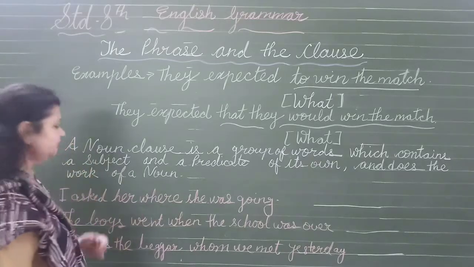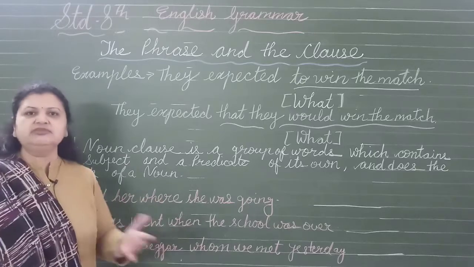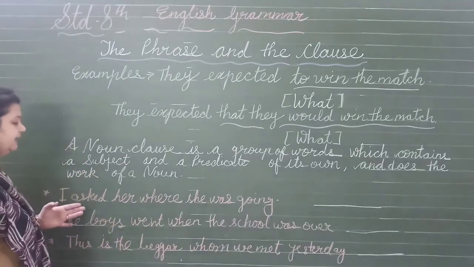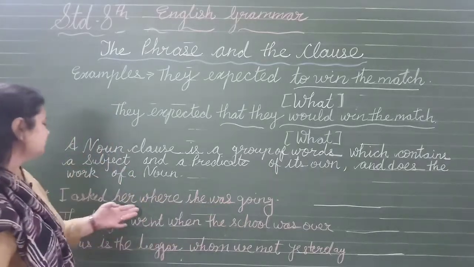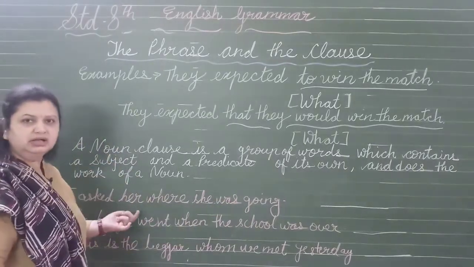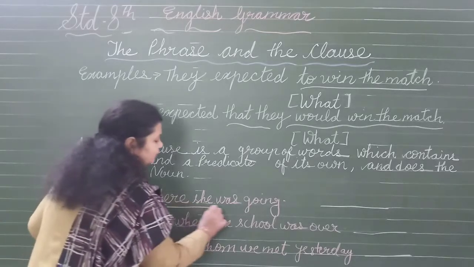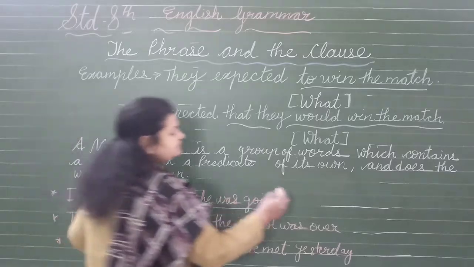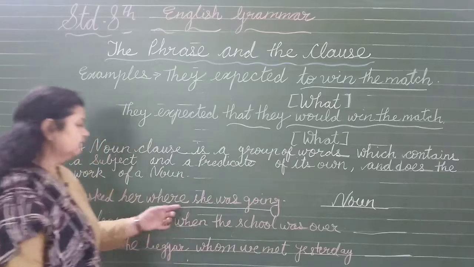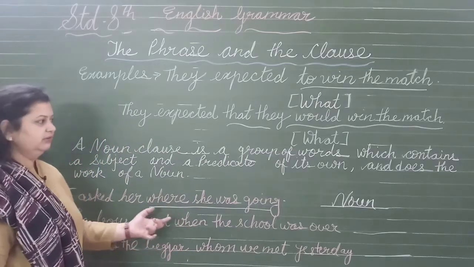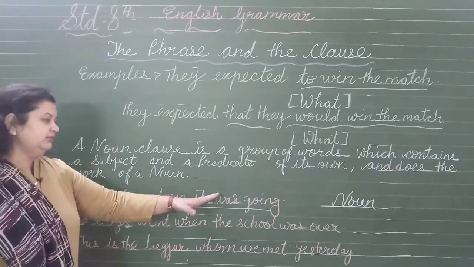Here I wrote 3 more examples to explain to you about the noun, adjective and adverb clause. See, I asked her where she was going. So now, I asked to whom? To a girl, to her. So that's why where she was going is a clause and it is called a noun clause. Okay, because it is doing the work of a noun. So it is called a noun clause.